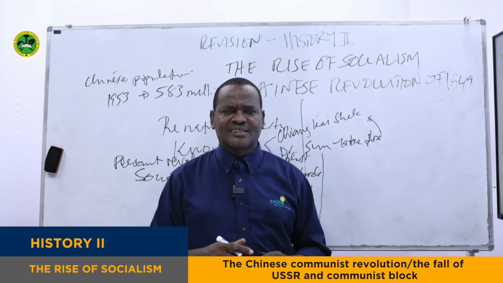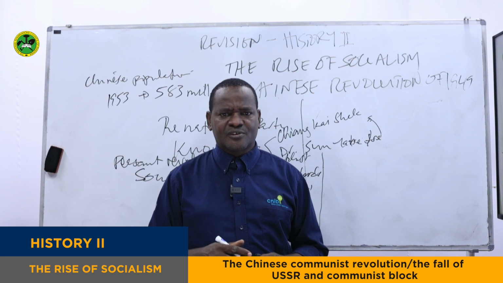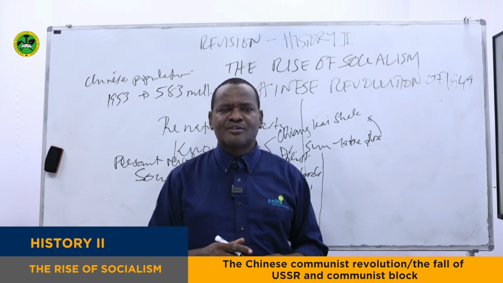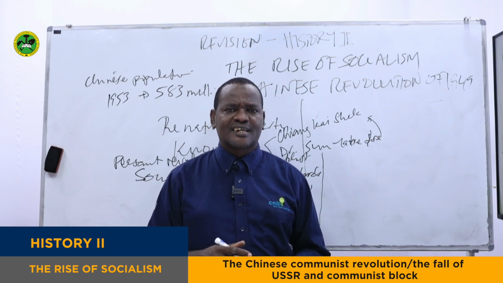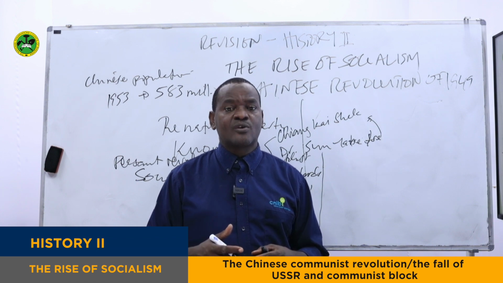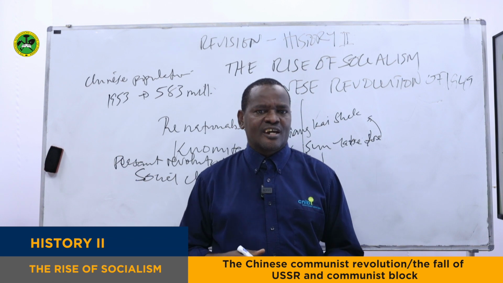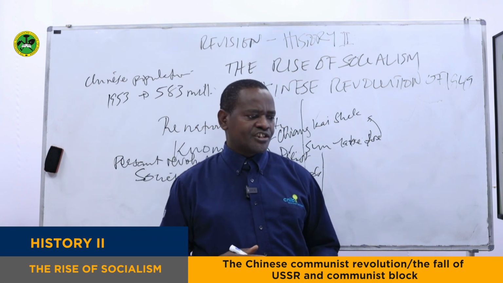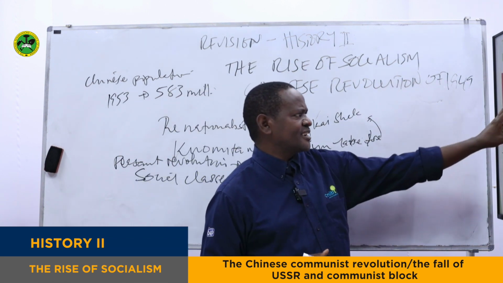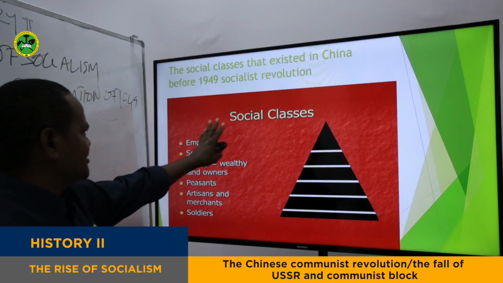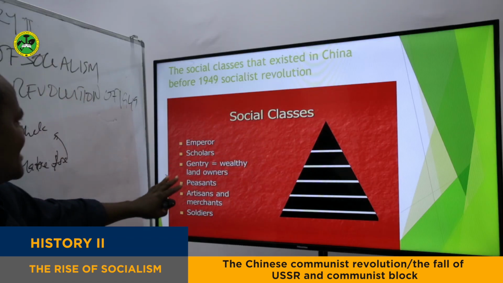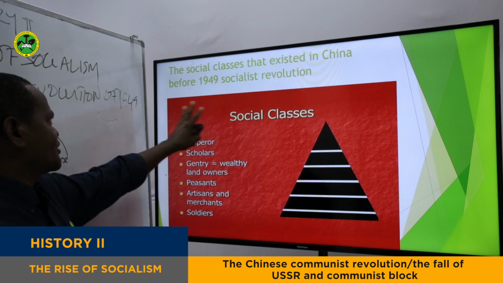So people wanted these classes to be abolished. And fortunately, the socialists under Mao Zedong had already promised that if they won the revolution, they were going to abolish social classes. Because of that, they gained a lot of support from the Chinese people. My dear students, as you can see, this is an example of the social classes that existed in China before 1949.